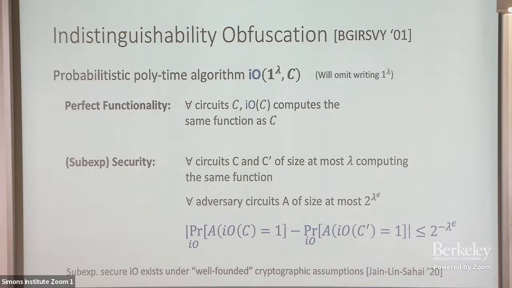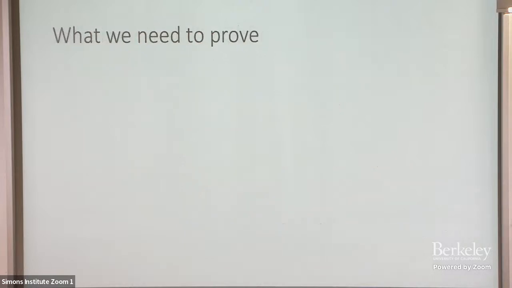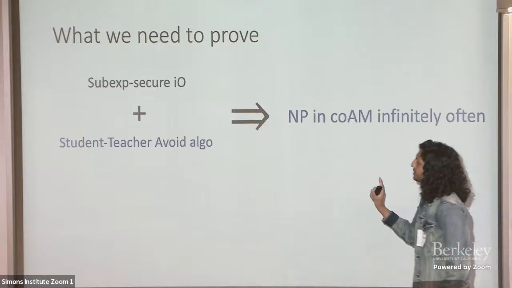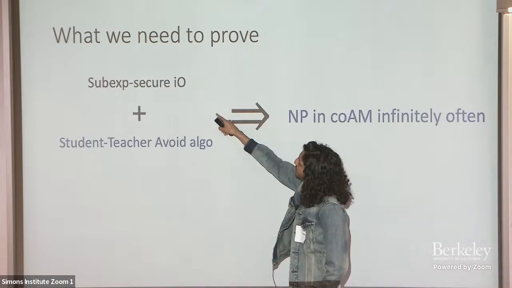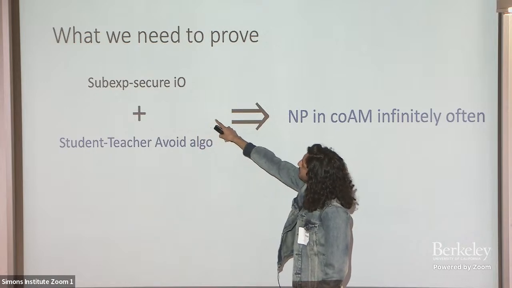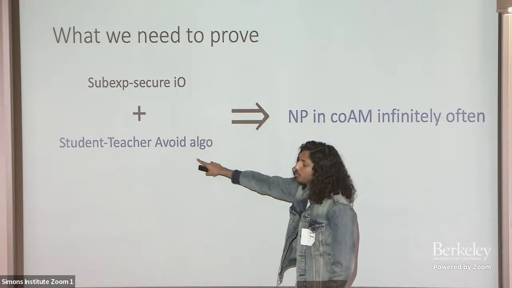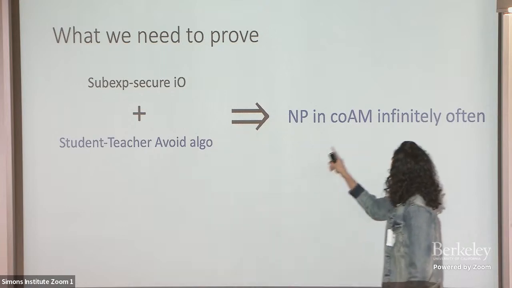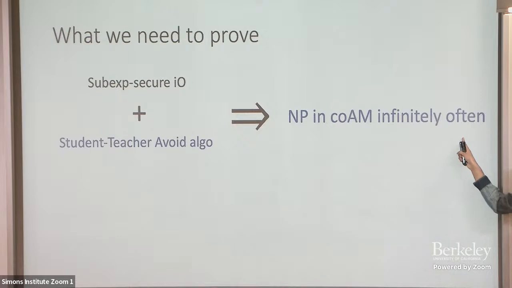Okay, good. So now, what do we need to prove? What we show in the paper is that if sub-exponentially secure IO exists, and there was a student-teacher algorithm for void, as I described on the previous slide, then NP is going to be in co-AM infinitely often.